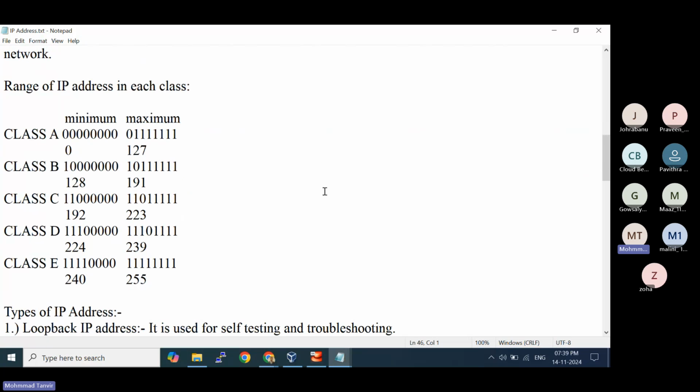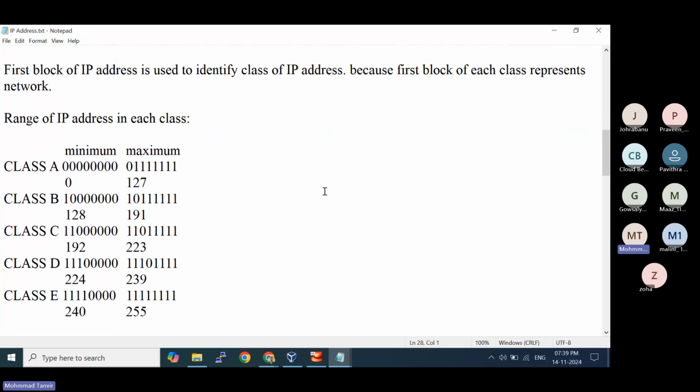Now, as the class of any IP address is identified with the first block, we have to define the range. So in binary, the minimum will start from 000, and for the maximum we have to put all 1s. If we put all 1s, it will finish there. Why have I written 255? Because when you convert this binary into decimal, it will start from 0 and end with all 8 bits set, so the value will be 0 to 255.